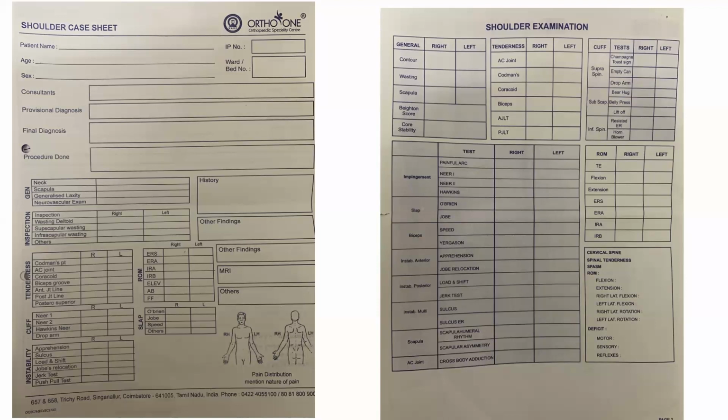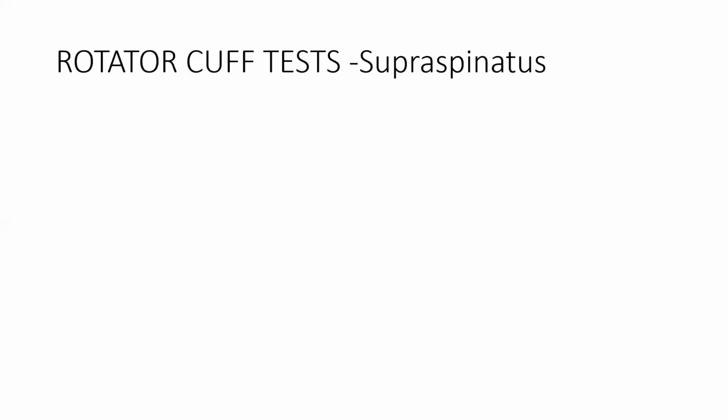After finishing the inspection and the palpation, there are special tests in shoulder examination which I will be focusing on, and I will be going through the special tests as per the order of the ortho-one format, and I'll be adding some extra tests also and talking about them. First, coming to the rotator cuff tests, the testing for the supraspinatus.